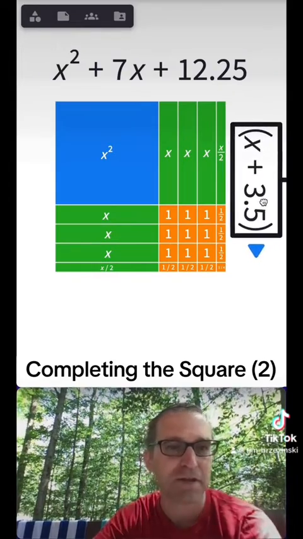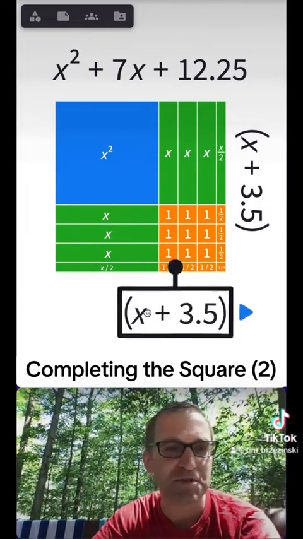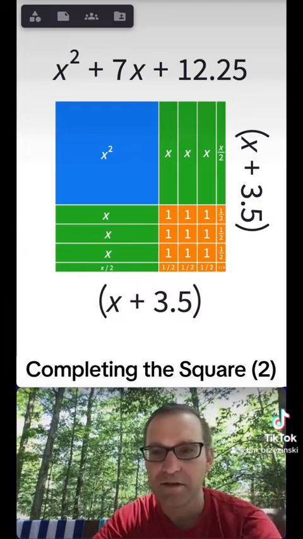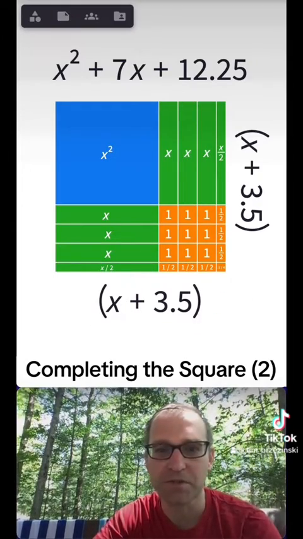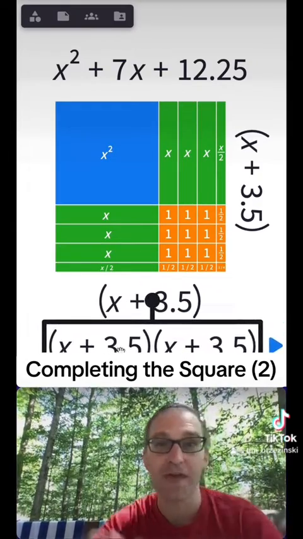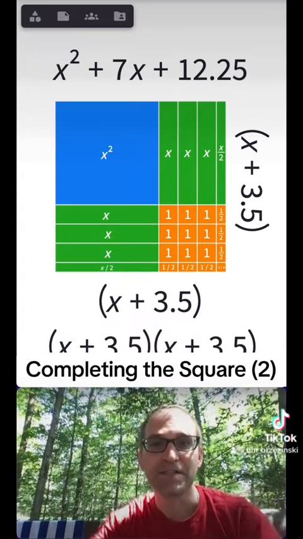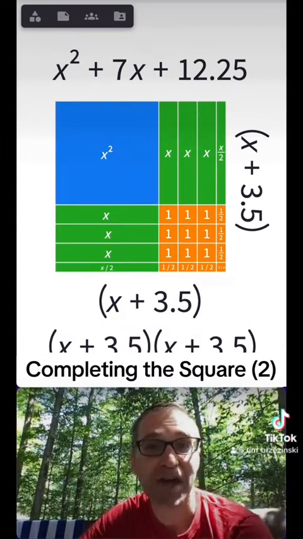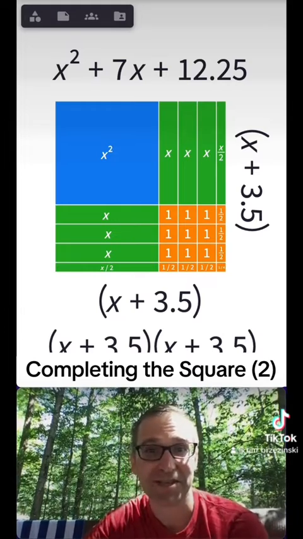And again, we have a length here of x plus 3.5, a width of x plus 3.5 right there. And so there you have it. So it's x plus 3.5 times x plus 3.5, or that quantity all squared. It's in Mathigon's Polypad. You can have your math teachers and your students explore geometrically, and it's pretty awesome.